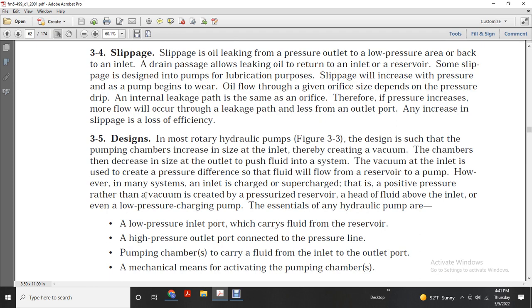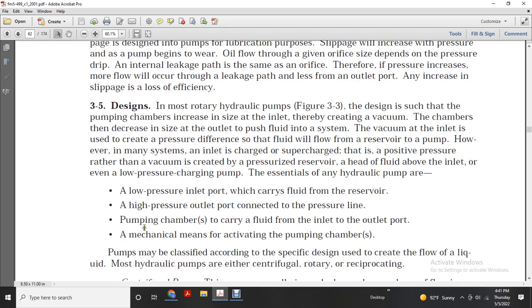However, in many systems the inlet is charged or supercharged, that is, positive pressure rather than a vacuum, created with a pressurized reservoir, the weight of the fluid above the inlet, or even a low pressure charging pump. The essentials of a hydraulic pump are a low pressure inlet port, which carries fluid from the reservoir, a high pressure outlet port connected to the pressure line, a pumping chamber to carry the fluid from the inlet to the outlet port, and a mechanical means of activating the pump chamber.